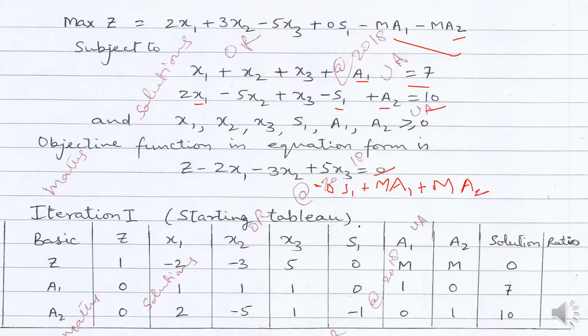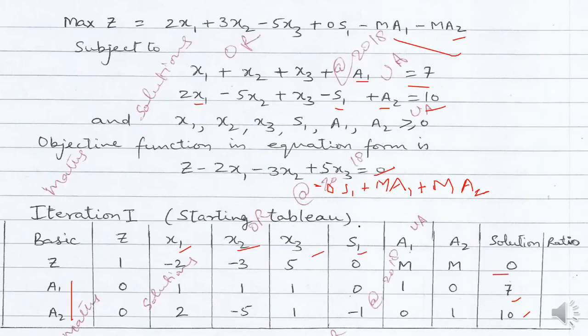So s is equal to 0. Now we write down the coefficients of z row in first row, coefficients of a1 row in second and a2 row. Here we have taken a1 and a2 as basic variables, so their values are 7 and 10, and then we have the variables x1, x2, x3, s1, s2, and a1, a2 are 7 and 10, and solution is 0 here.